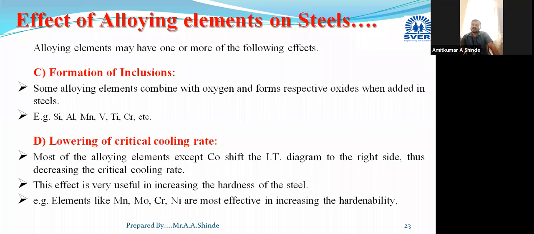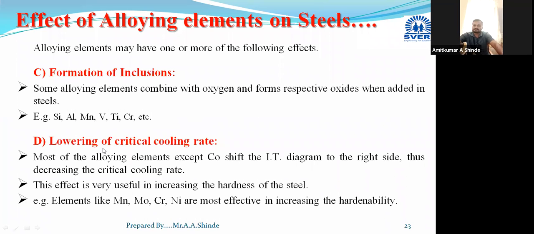Different types of oxides will be formed, and they will act as an inclusion in that particular type of steel. Inclusion is sometimes considered as an impurity only. The formation of intermediate compounds and the formation of these inclusions, these two you can consider as impurities. These are considered as impurities only.